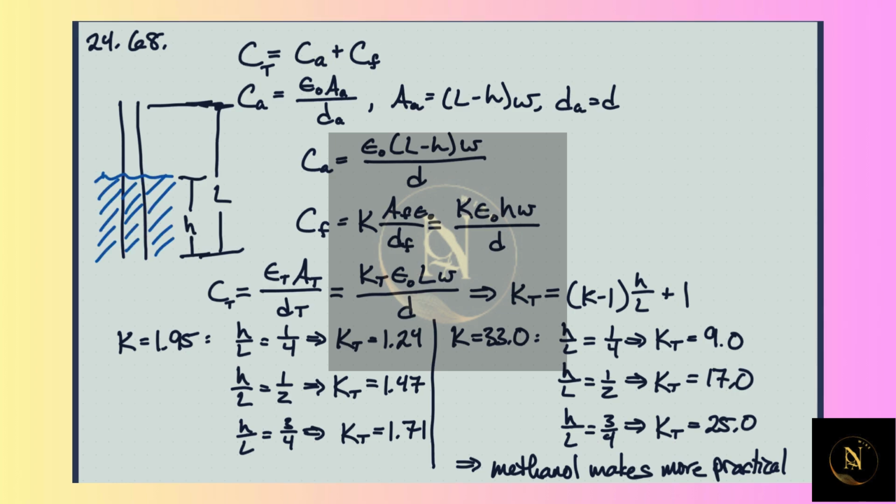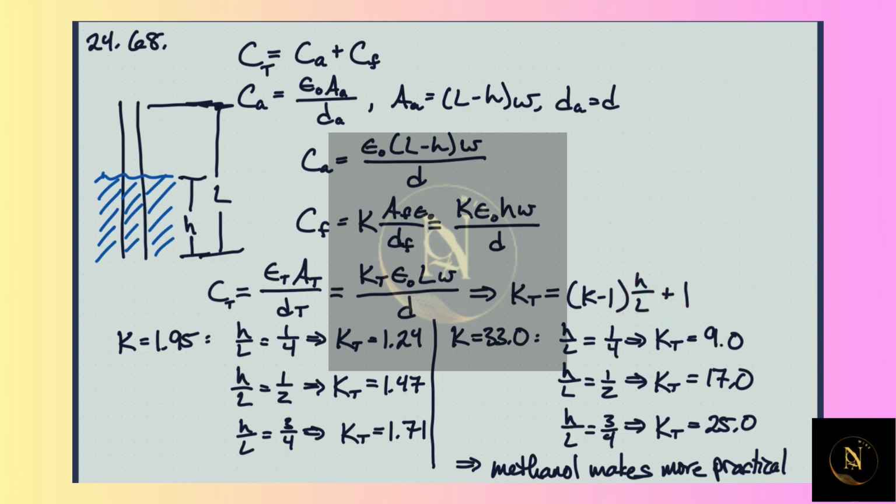Putting that all together and doing some rearranging and canceling, we see that the W's cancel out, the d's cancel out, and the permittivity of free space cancels out. So we get the effective dielectric constant of this system is (K, the dielectric constant of the fuel, minus 1, the dielectric constant of the air) times H over L, plus 1.